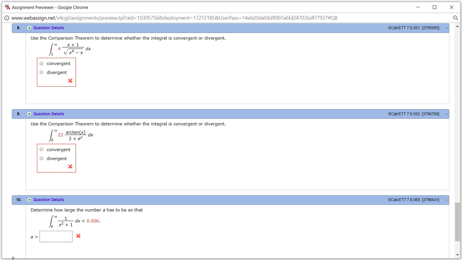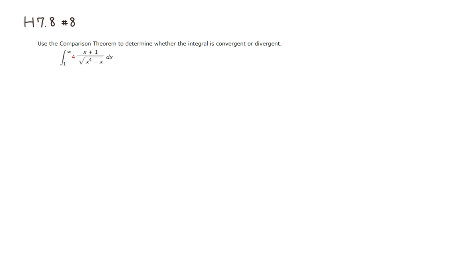All right, let's look at homework 7.8, problem number 8. We want to use the comparison theorem to determine whether this improper integral is convergent or divergent. So let's do that. First, I'm going to do a little bit of ballparking.